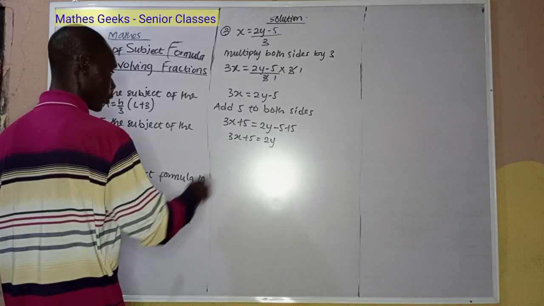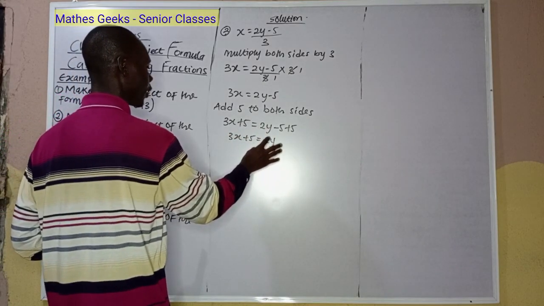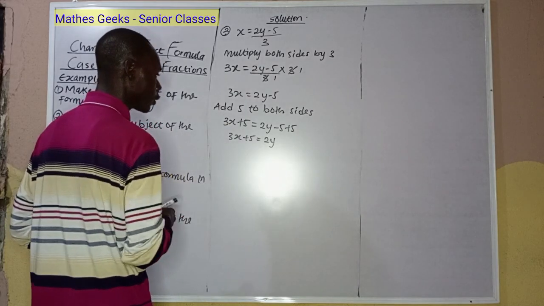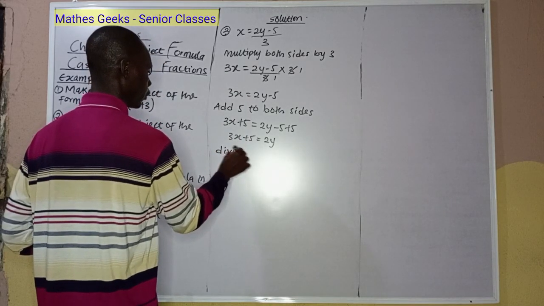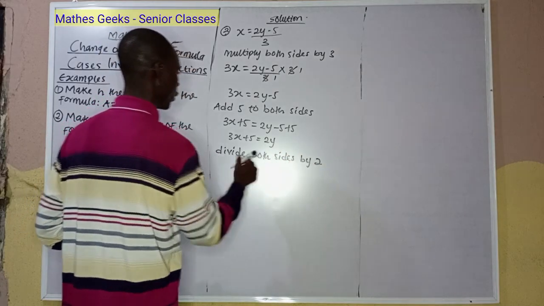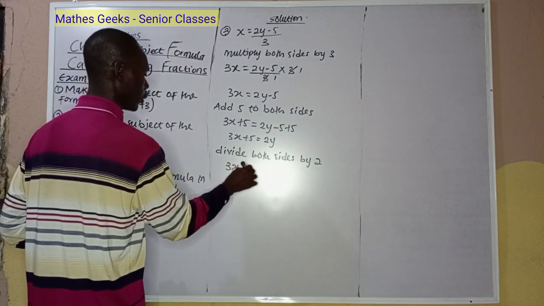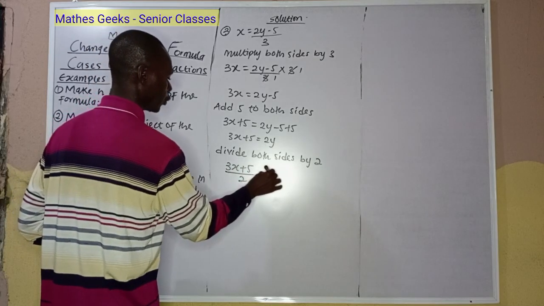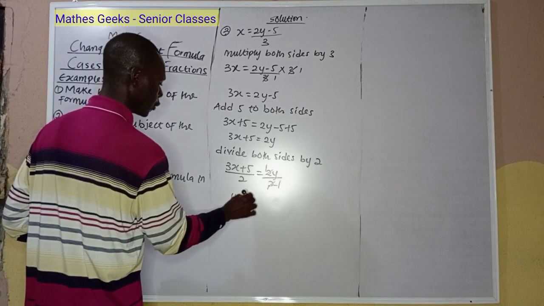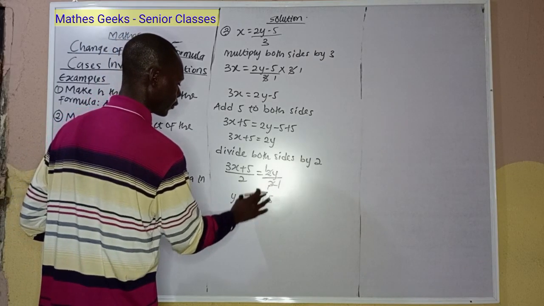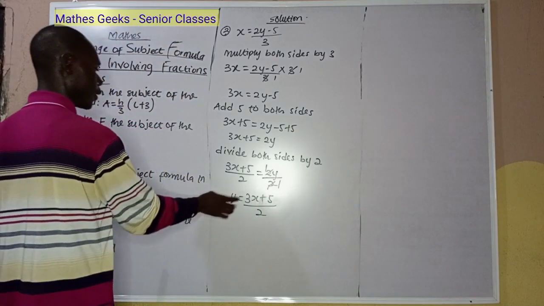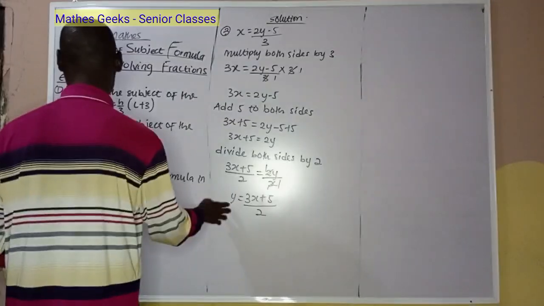The last obstacle that you need to take out of the way is 2. And 2 is connected to y by multiplication. The opposite of multiplication is division. So you divide both sides by 2. So 3x plus 5 over 2 equals 2y over 2. The 2s cancel. So y equals 3x plus 5 over 2. So y is now the subject of the formula, standing on its own.